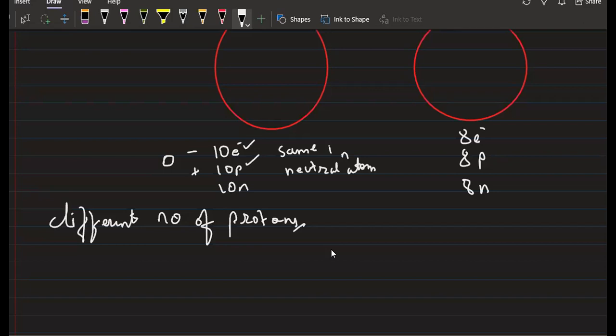And about this number of protons, Yukti, I'm saying different numbers of protons. There may be a possibility that the electrons might be the same; we'll discuss that. But if we have different numbers of protons, then the atoms are always different. It means there are no two different atoms having the same number of protons. Okay, got it?